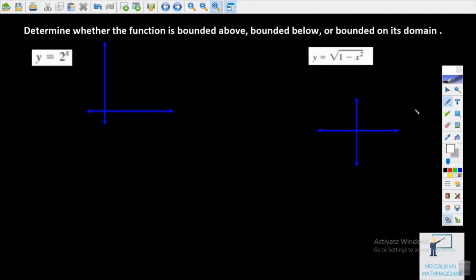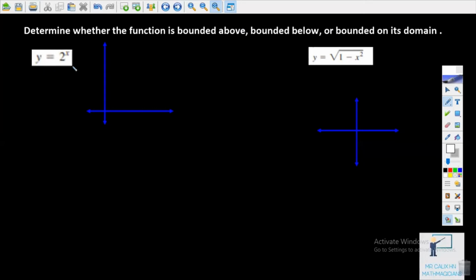The first exercise says, determine whether the function is bounded above, bounded below, or bounded on its domain. Bounded above means that it will have a maximum value. Bounded below indicates that it will have a minimum value. And bounded means that it's bounded above and below already. We have our first equation.